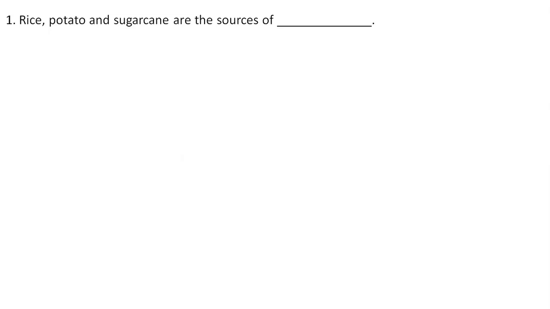Here is the question for you all. Rice, potato and sugarcane are the sources of, and your options are carbohydrates, proteins or fats. I hope it's not so difficult to guess. The correct answer is carbohydrates. And why is it so? Because these food items contain starch in them. And starch is a type of carbohydrate providing us with a lot of energy.